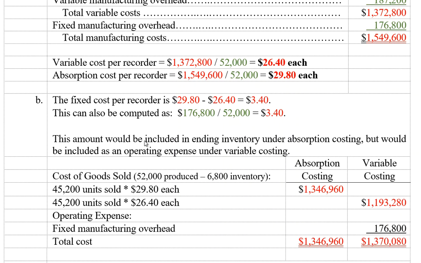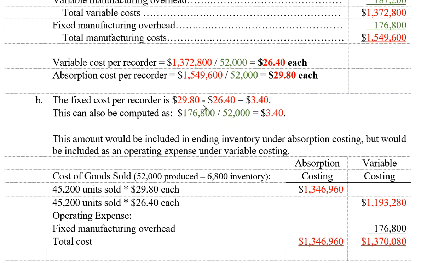But look at B. It says if 6,800 of these recorders were in finished goods at the end of 2019, then how much and in what direction would the 2019 cost of goods sold and operating income be different under variable versus absorption? So what they do first, guys, is they get a per unit amount that's associated with fixed cost. And you can do that in two different ways.